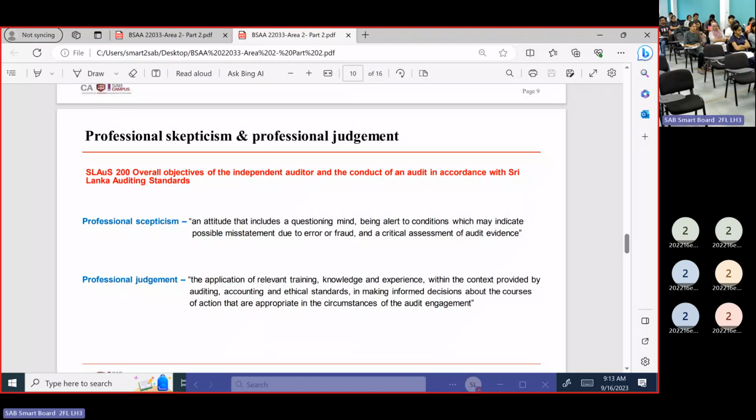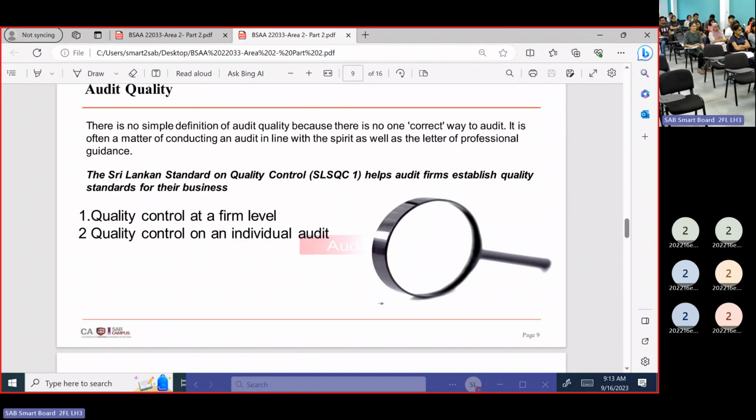But in quality, you can refer to this standard, SLSQC1. That is the standard we have to follow to enhance audit quality at the firm level as well as the engagement level. Firm level audit quality, engagement level audit quality. Once we go through this standard, we have different approaches: what we have to do at firm level and at engagement level.